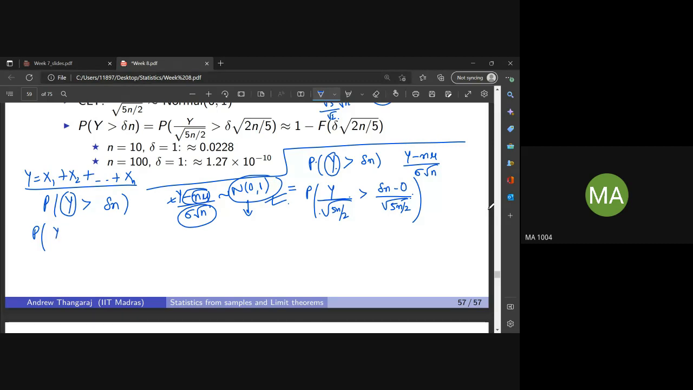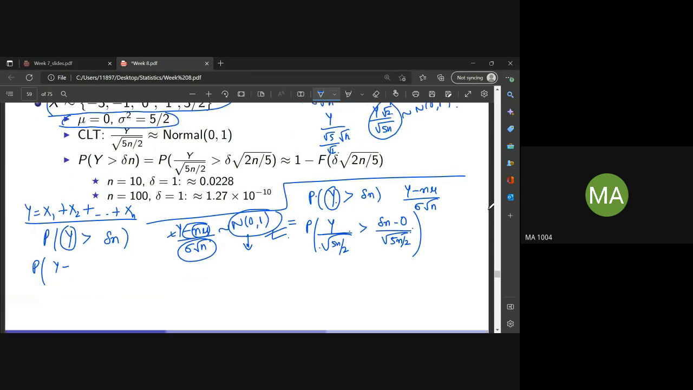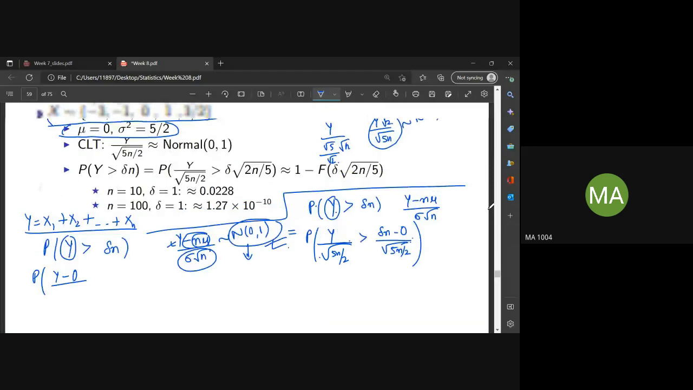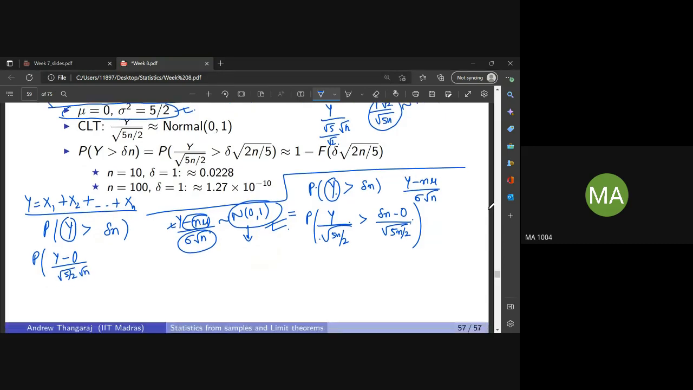So we will write it here. Y minus n mu. You have seen that mu is 0 for this random variable X, so this becomes Y minus 0. And sigma square comes out to be 5 by 2, so sigma will be under root of 5 by 2, and this is under root n. So if you have subtracted 0 from the left hand side, you will also have to do the same on the right hand side. So we'll do delta n minus 0, and in the denominator again you will have under root 5n by 2.